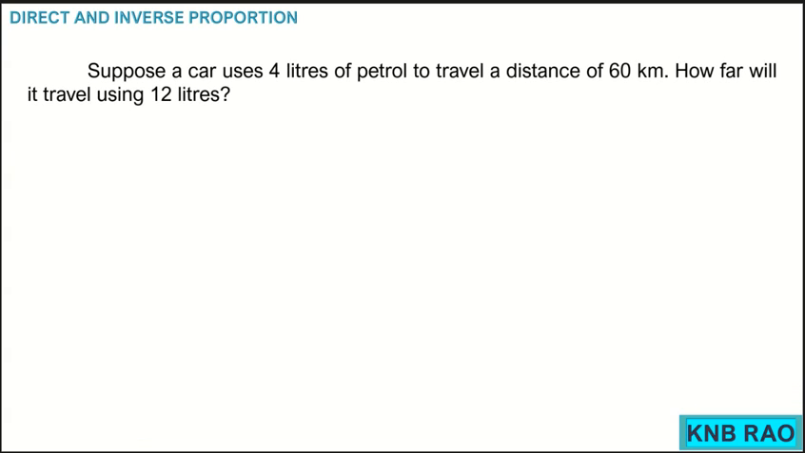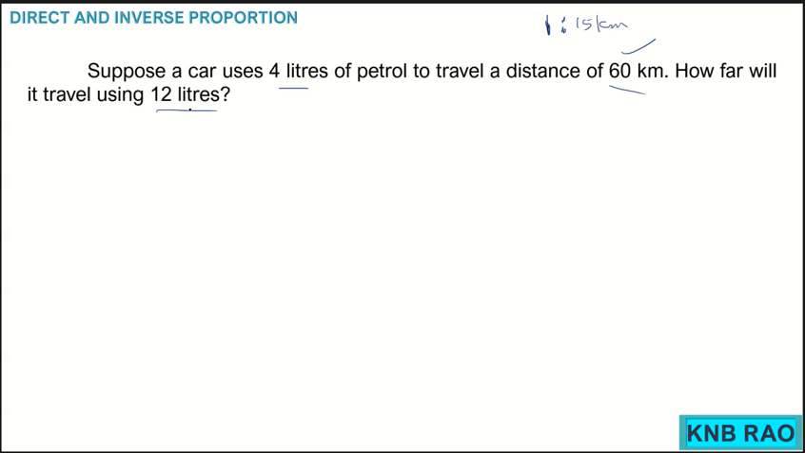Suppose a car uses 4 liters of petrol to travel a distance of 60 kilometers. So for 4 liters it travels 60 kilometers. How far will it travel using 12 liters? Now children, for 4 liters it travels 60 kilometers. Obviously for 1 liter it travels 15 kilometers. With 1 liter of petrol it travels 15 kilometers.